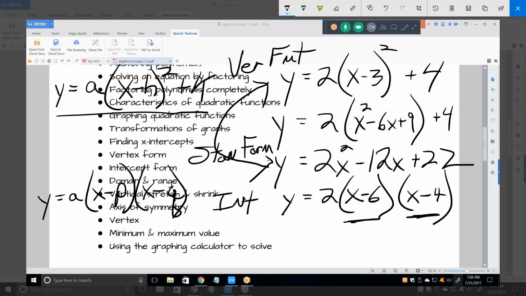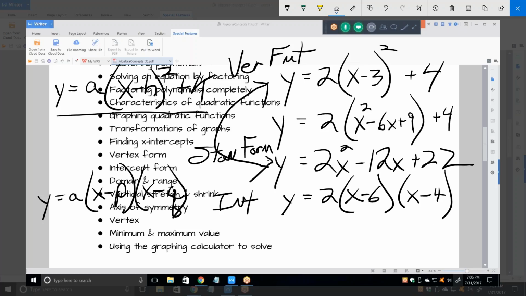Notice that, again, the x-intercepts are where y equals 0. Well, if I put in a 0 for y here, the only way that y can be 0 is if this term is 0 and that term is 0. So that gives you your intercepts. Okay, and you can draw a pretty good graph with just the intercepts.